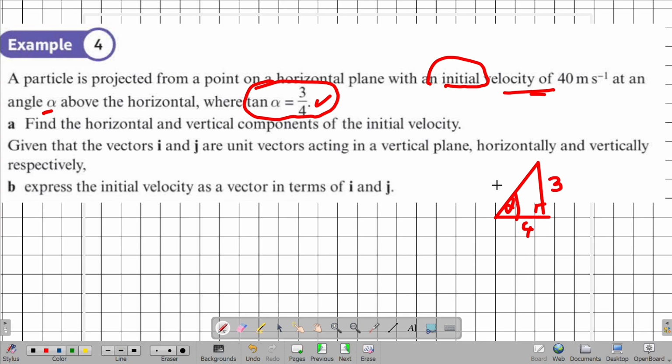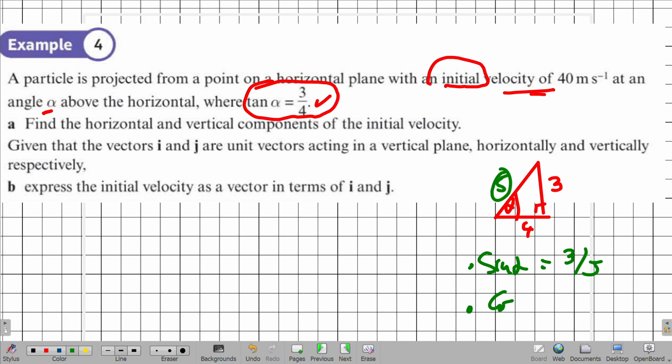This is a very easy example because these numbers are quite direct, since they are Pythagorean triples, so the hypotenuse becomes 5. What this tells us is sine alpha is 3 over 5, opposite over hypotenuse, and cos alpha is 4 over 5, adjacent over hypotenuse.